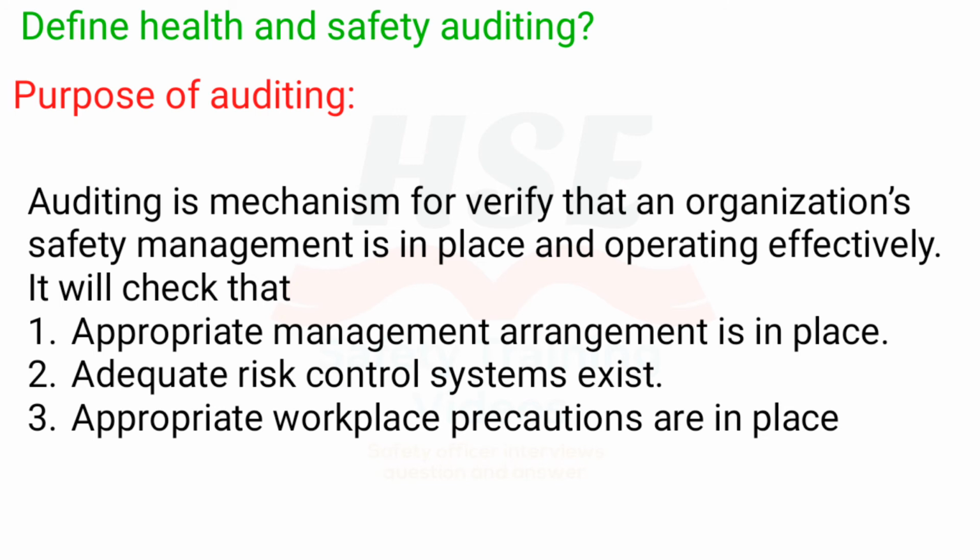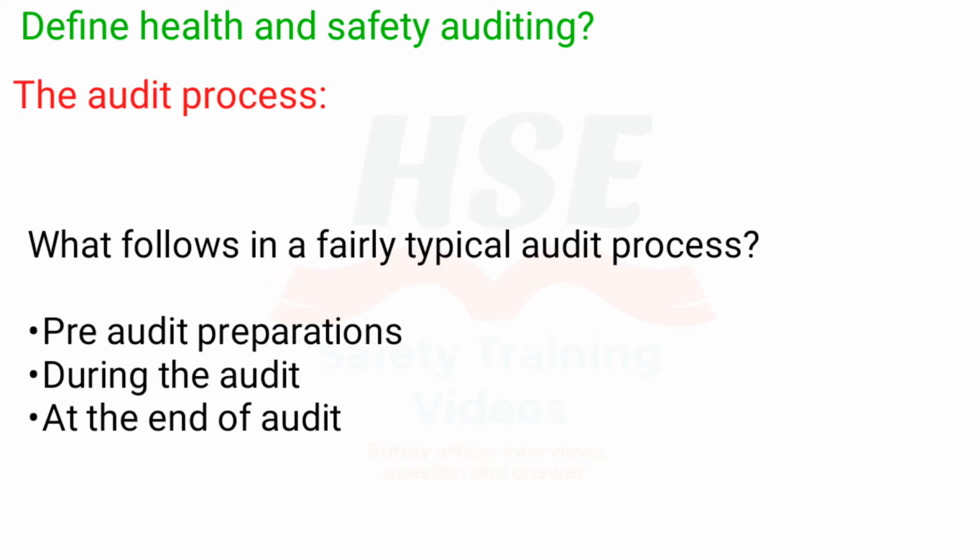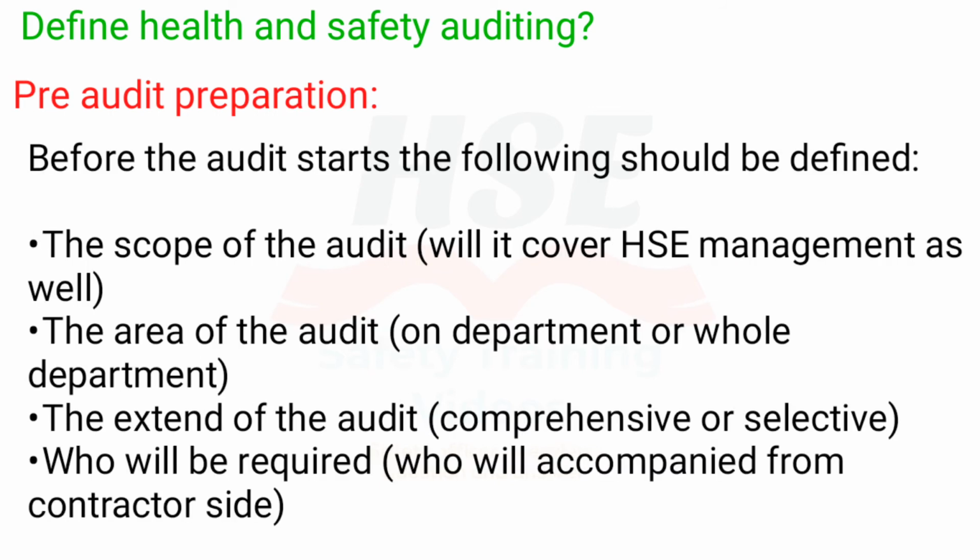It will check that 1. Appropriate management arrangements are in place. 2. Adequate risk control systems exist. 3. Appropriate workplace precautions are in place. The audit process. What follows in a fairly typical audit process? Pre-audit preparations. During the audit. At the end of the audit.